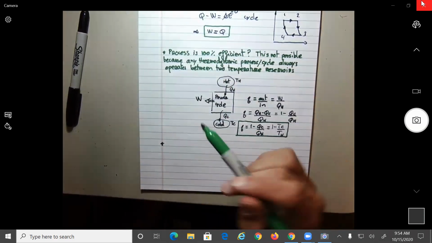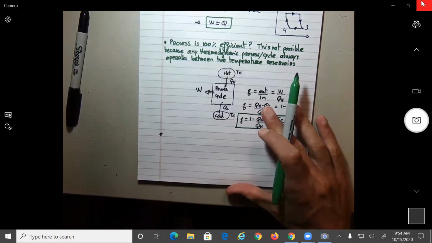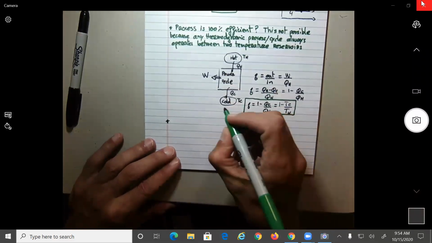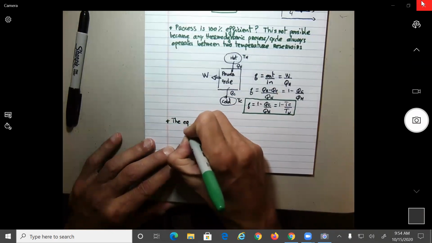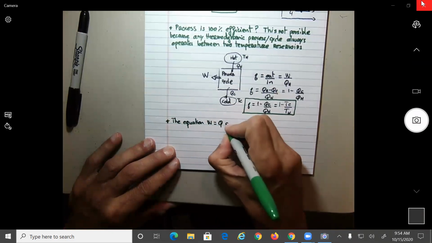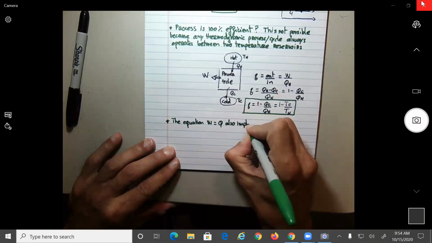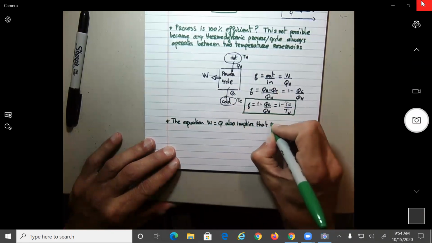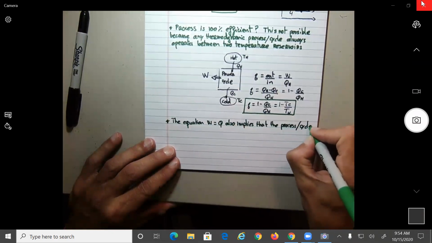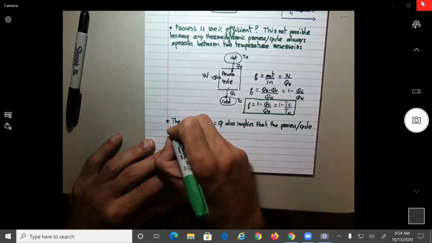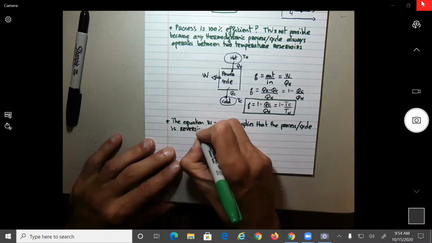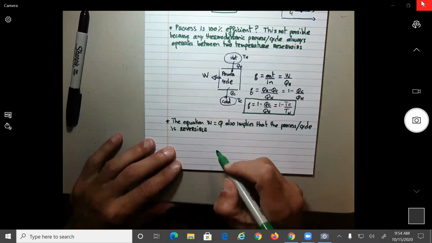The equation that takes that into consideration comes when we do the derivation of the second principle of thermodynamics. The equation W equal to Q also implies that the process/cycle is reversible. So basically it means that you can go right to left across the equal sign.